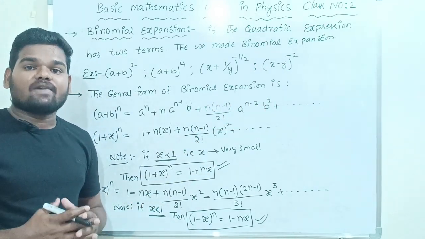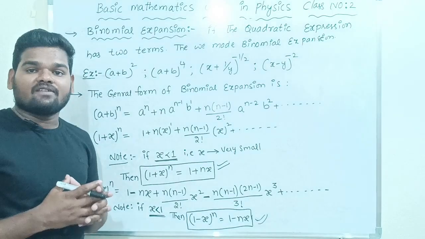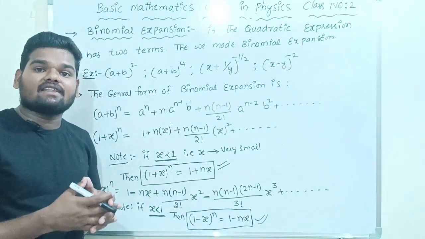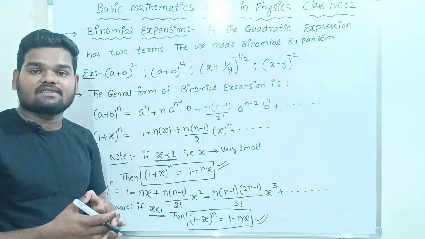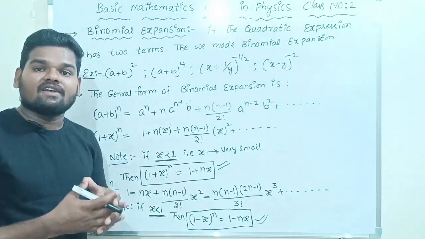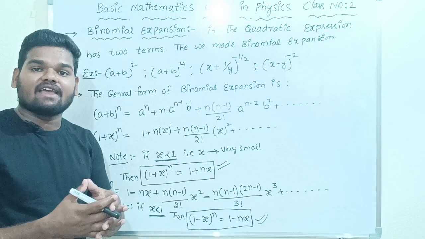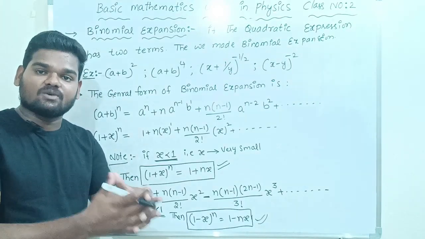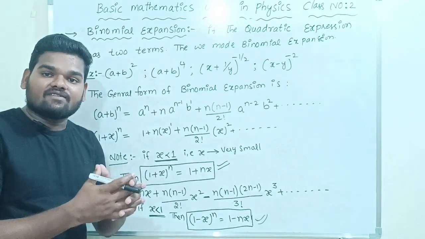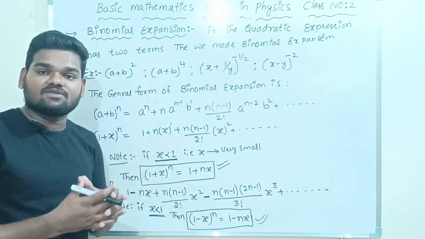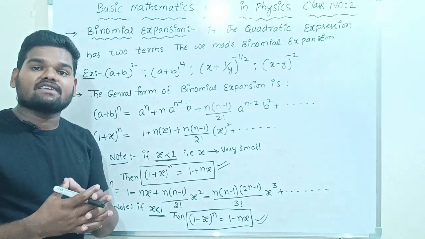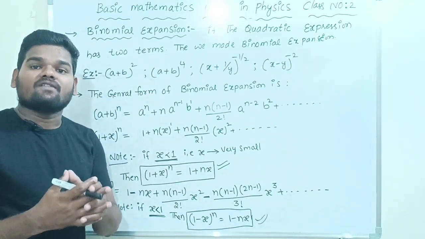If you take (1 plus x) whole to the power of n, at the place of a we have 1 and at the place of b we have x. Then we write the expression as 1 plus nx plus n into (n minus 1) by 2 factorial into x square plus and so on. If x is less than 1, higher powers of x tend to 0. Then we can write (1 plus x) to the power of n is equal to 1 plus nx.